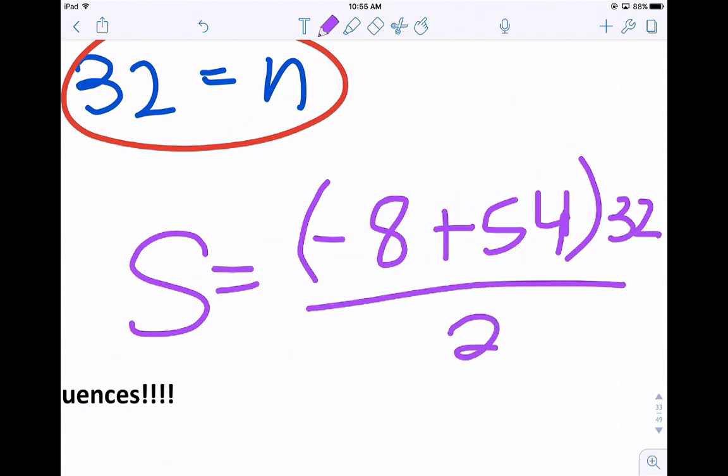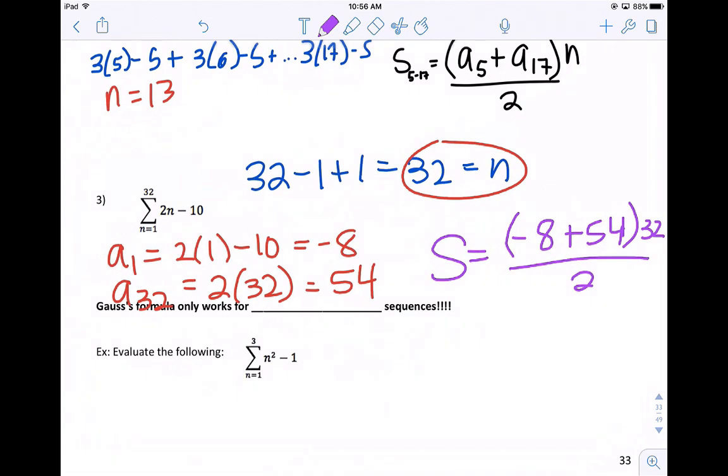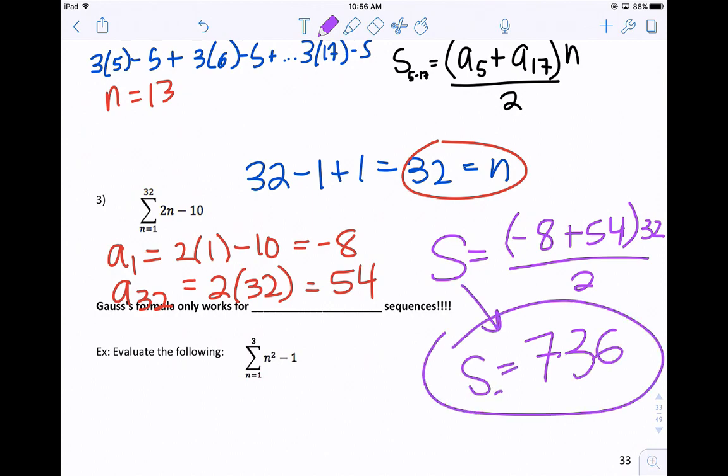So type that in our calculator. -8 plus 54 times 32 divided by 2. The sum of all these numbers in the list, if we were to list them out, would be 736. So the sum of the first 32 terms, 736.